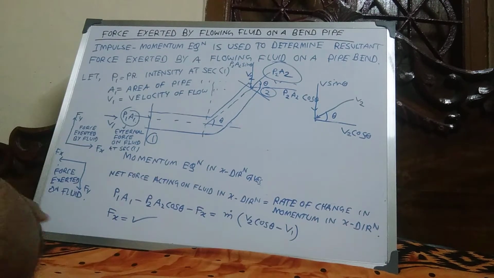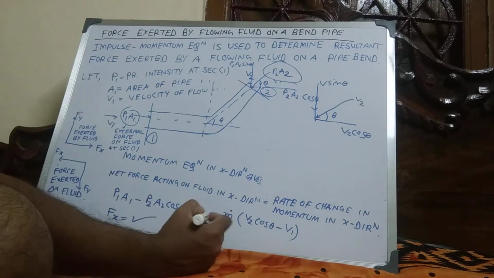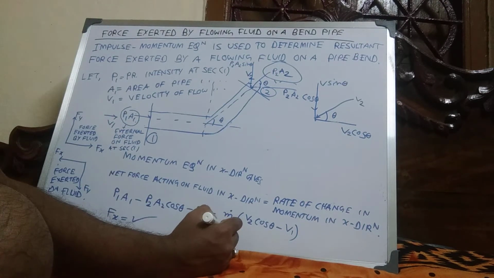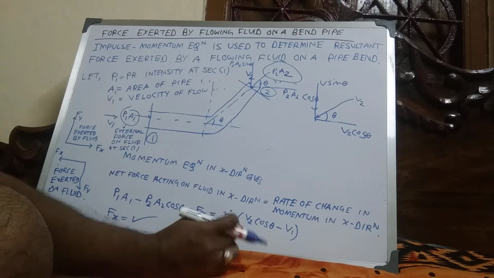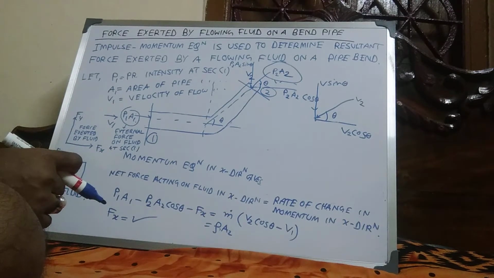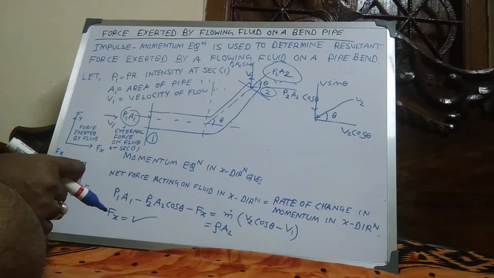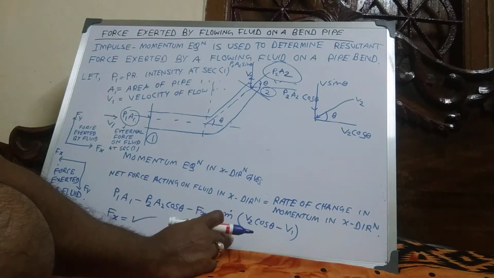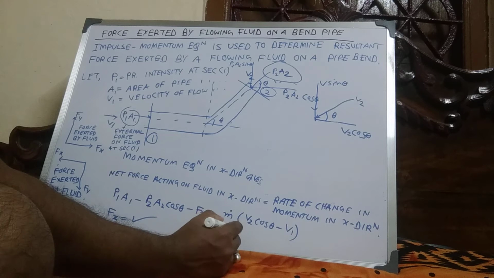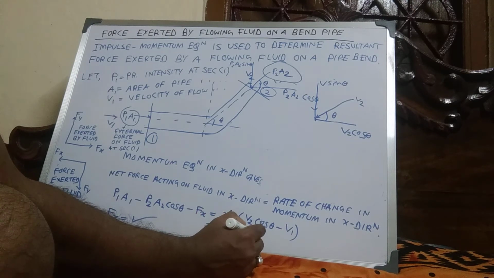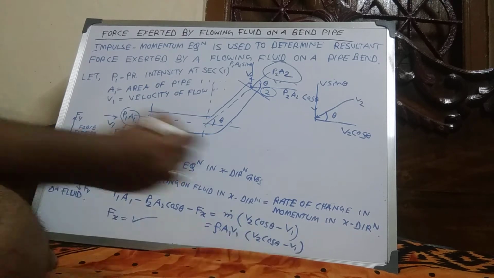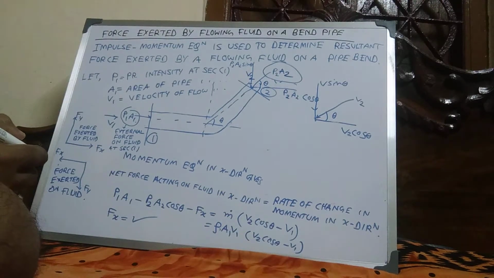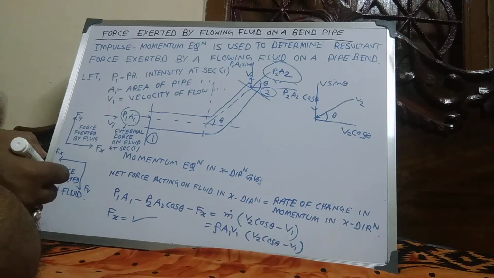or you can write it rho A2, mass flow rate rho, you can write it, this is the A1 V1 into V2 cos theta minus V1. You can write it. Understand?